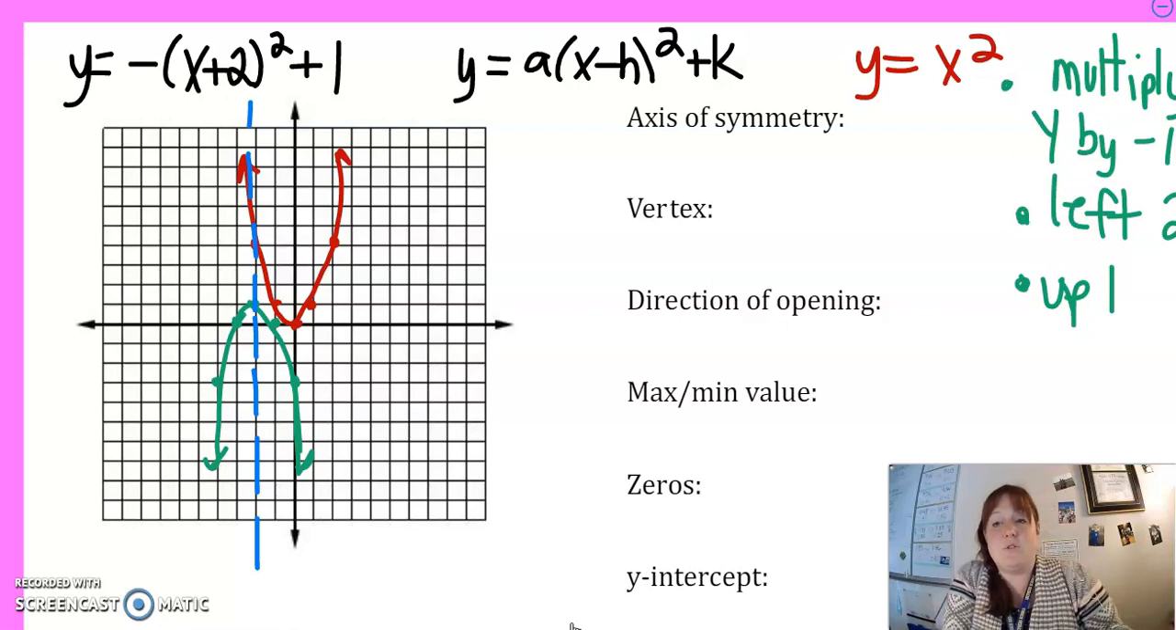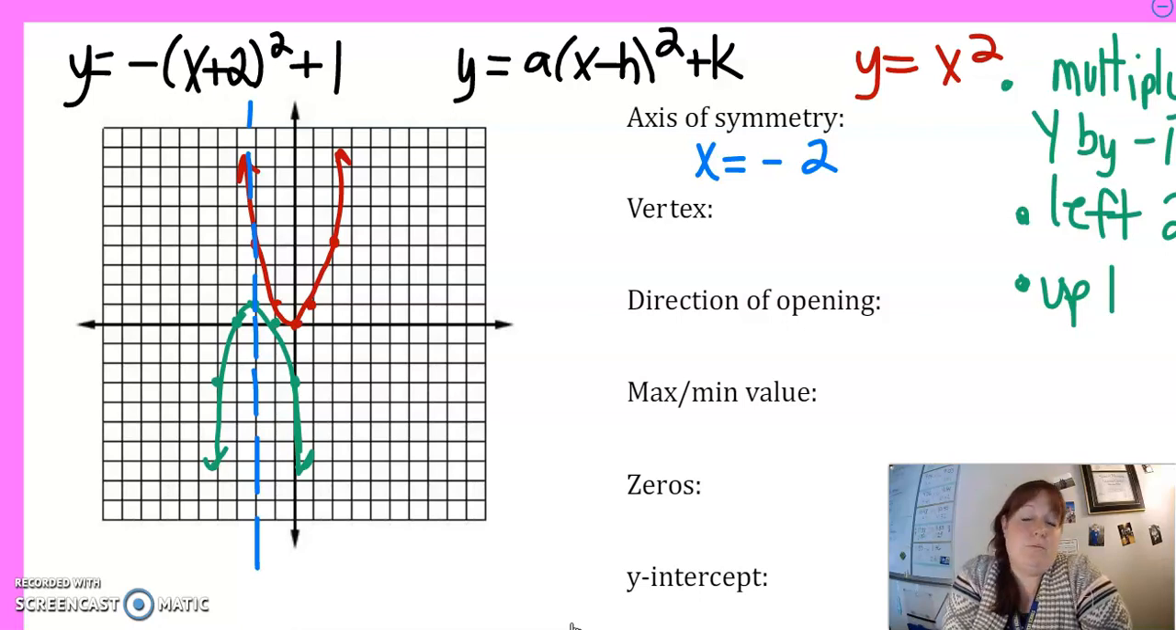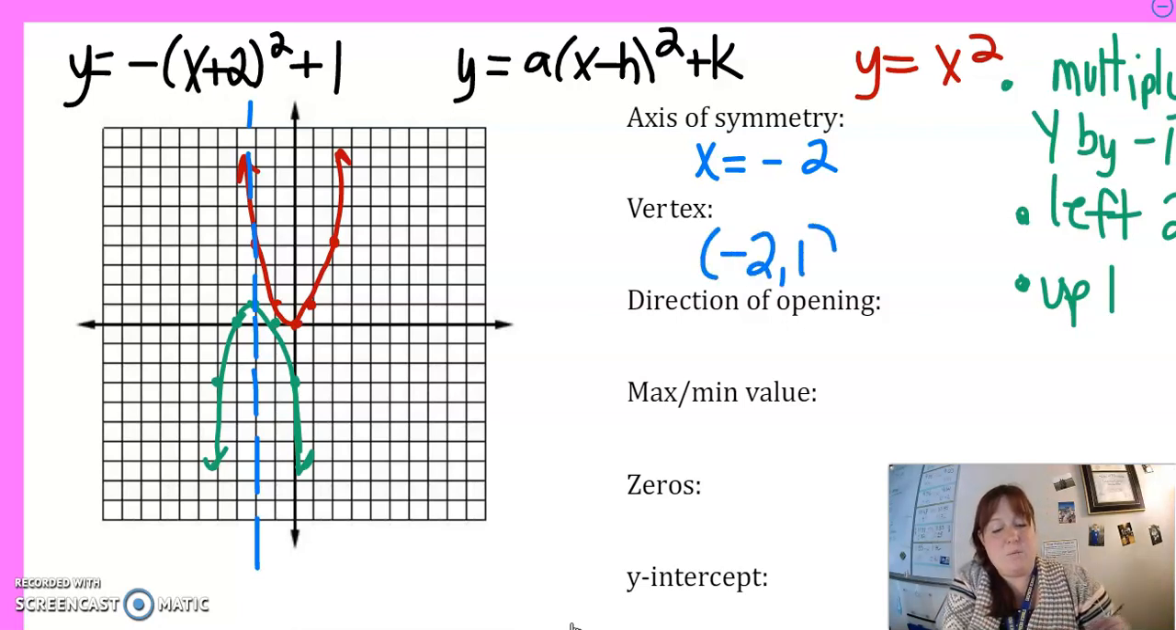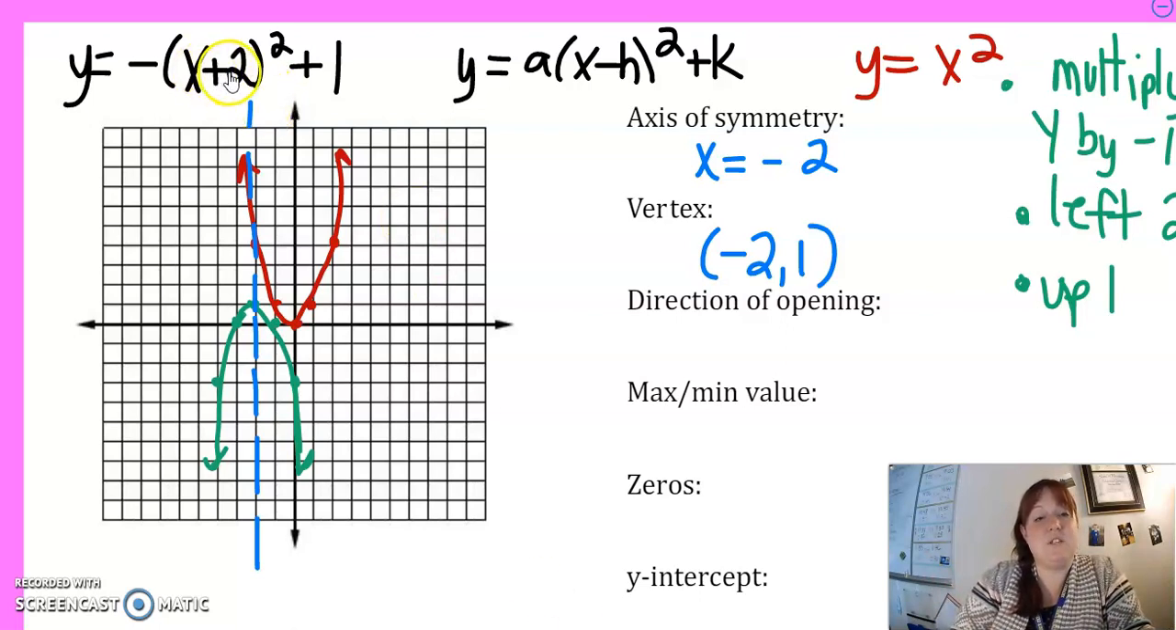So our axis of symmetry is the x-coordinate of our vertex. So our axis of symmetry is -2, because we shifted it that way too, right? Our vertex is (-2, 1), because remember, vertex form tells us our vertex, and you can see it right here. The difference is we see the opposite of 2, and then we keep the y-coordinate the same.